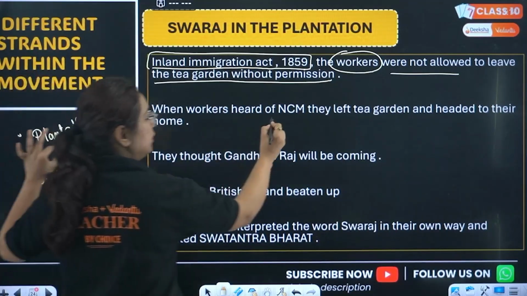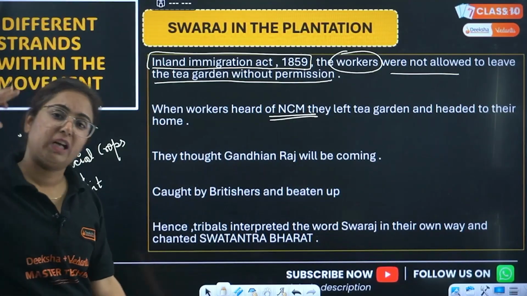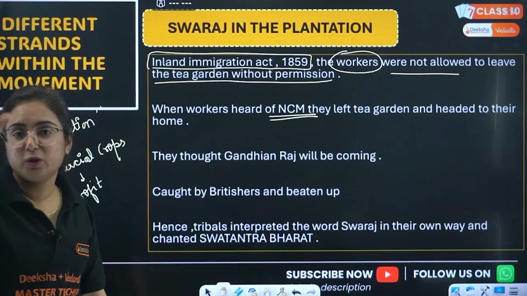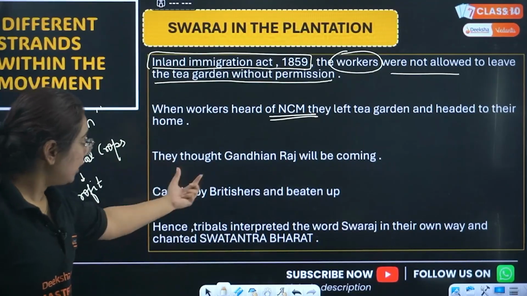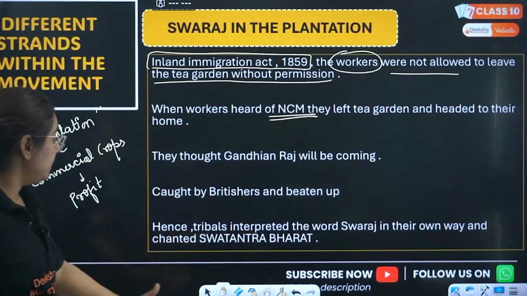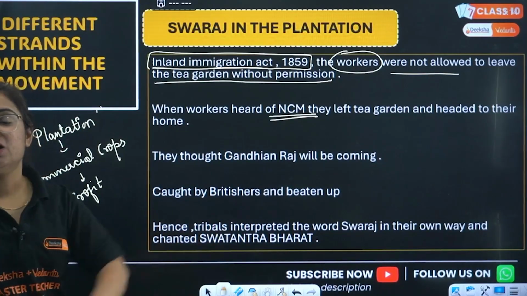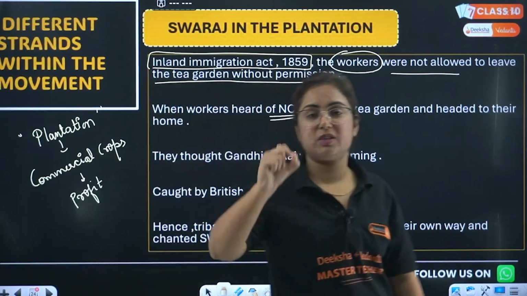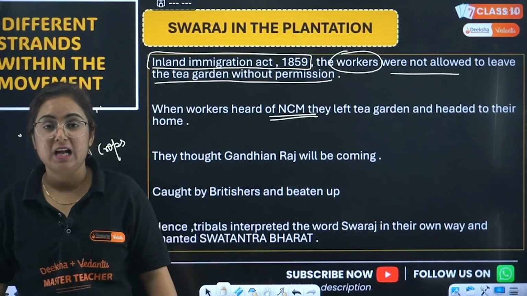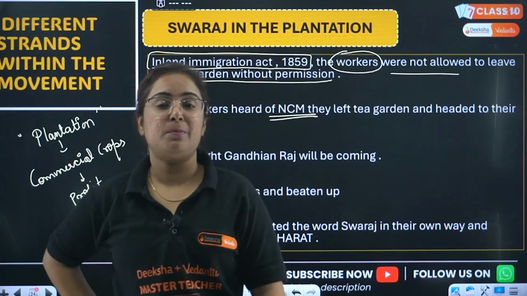So when workers heard of this non-cooperation movement, they started leaving the tea gardens, heading to their homes, thinking that now we are going to get Gandhian rule, and Gandhian rule is going to replace the British rule in India. So they thought Gandhian Raj would be coming. They were caught by Britishers and beaten up badly, and hence the tribals interpreted the word Swaraj in their own way and chanted Swatantra Bharat. Now the picture might be clear to you how the movement was different in different parts of India, how there were different strands of the movement, and how the people of India interpreted the word Swaraj differently.